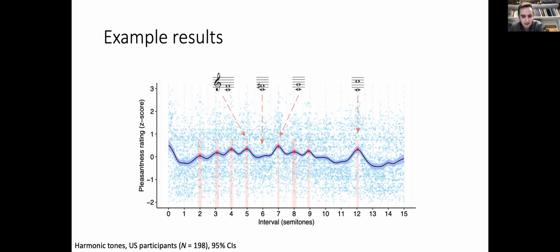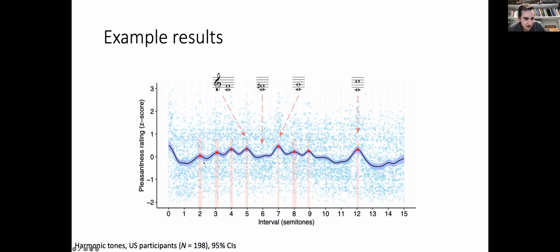But if we get lots of participants and we then apply local averaging, here it's a kernel smoother, we do end up getting a smooth pleasantness curve plotted in dark blue. And I've plotted the actual estimates itself in black, and then I've got a 95% confidence interval obtained by bootstrapping here in blue. And that's the kind of format I'll have for all of these graphs.